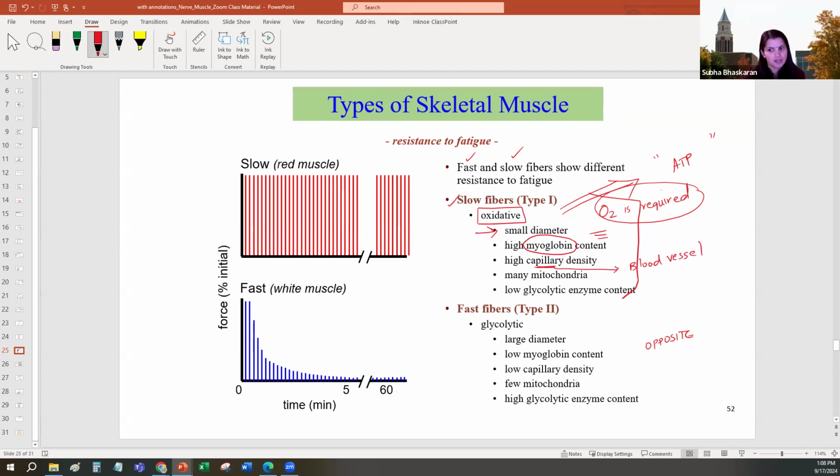Thank you for this. Mitochondria, why is mitochondria? What is the relation here with this process? Yes or no? Mitochondria is where oxidative phosphorylation happens. And then if everything is oxidative, what do you think will happen to the glycolysis process? Less, right? So low glycolytic enzyme content. Got it? Okay. So everything is in favor of oxidative phosphorylation.